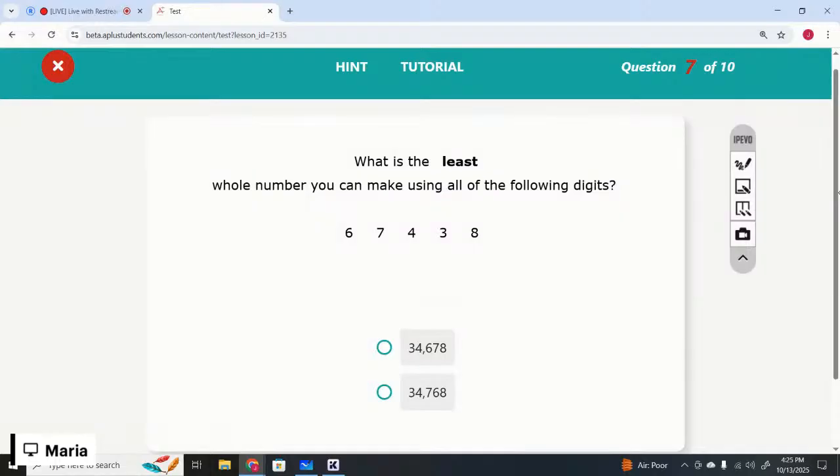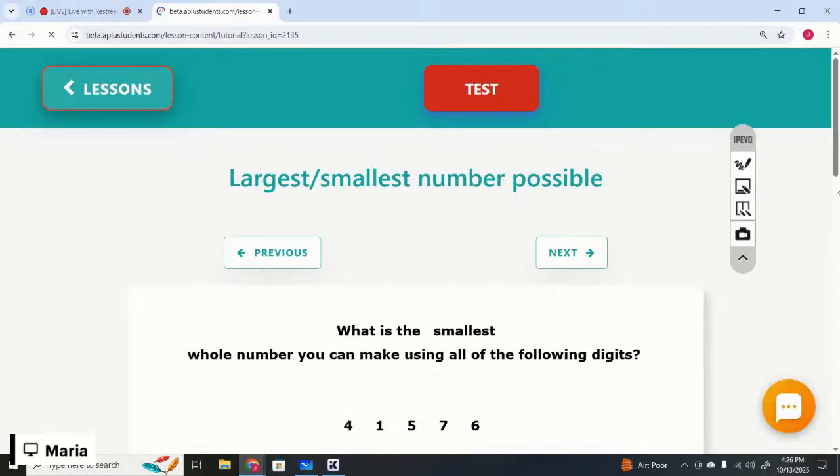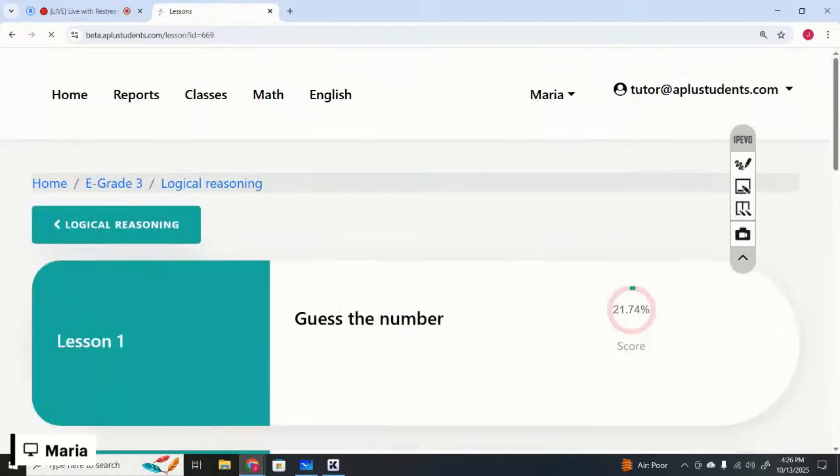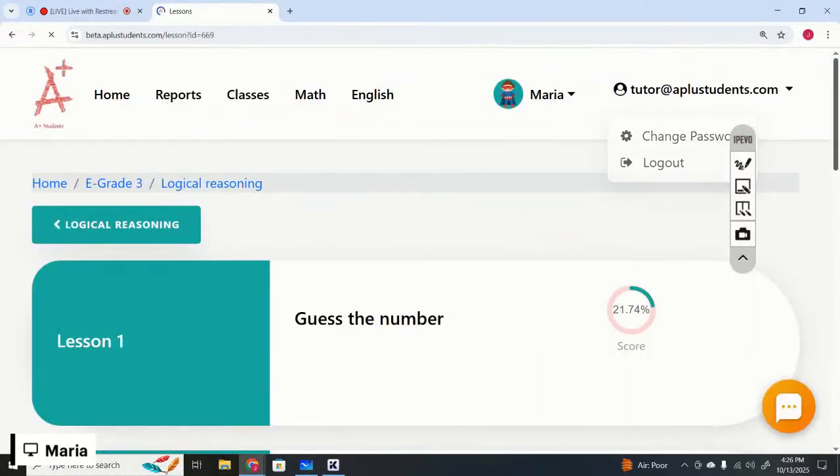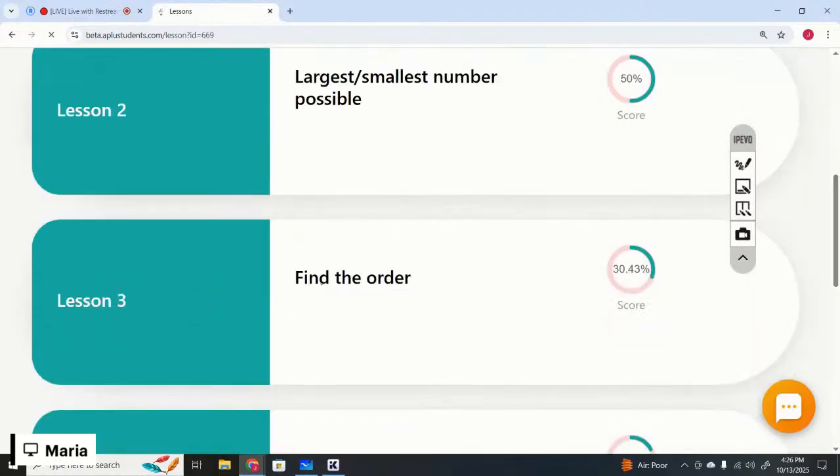You can complete the lesson by yourself later today. Let me just move on to the next lesson. The next lesson is find the order.